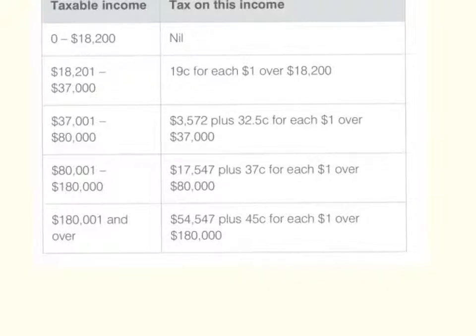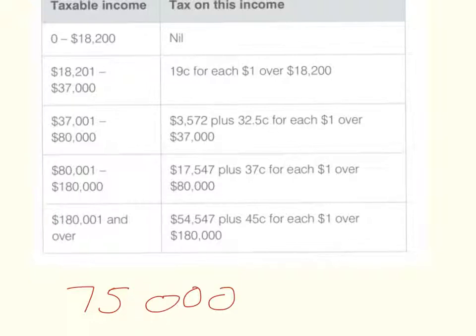So let's look at a calculation. From the table, we can see if you earn anywhere between 0 and 18,200, so that would be you guys, if you have a part-time job, you wouldn't pay any tax at all. But we can use this table to calculate anyone's tax. So let's say somebody earned $75,000 every year, and we want to find out how much tax per year that they should pay.